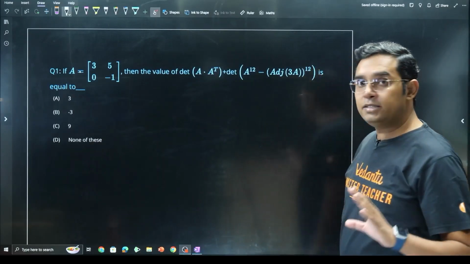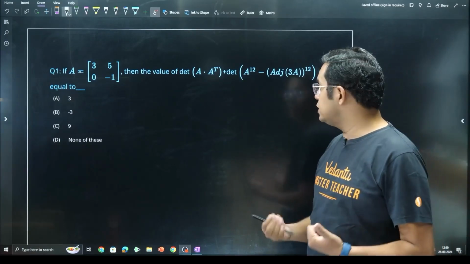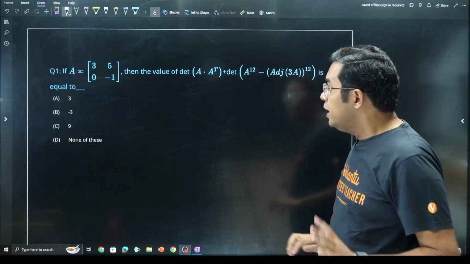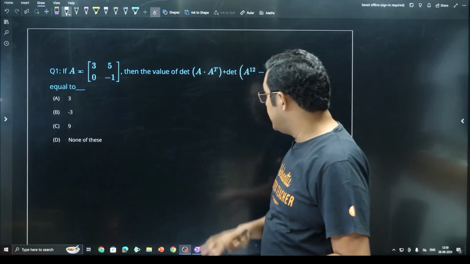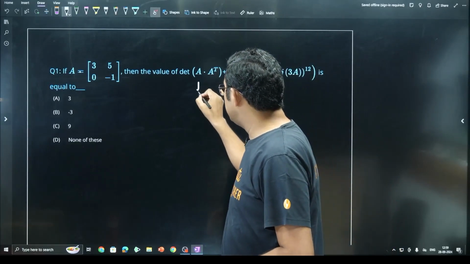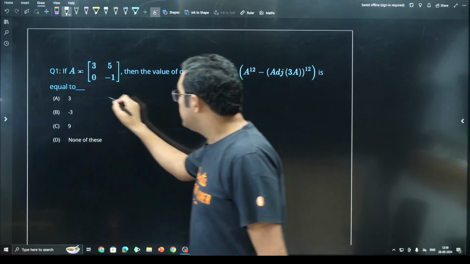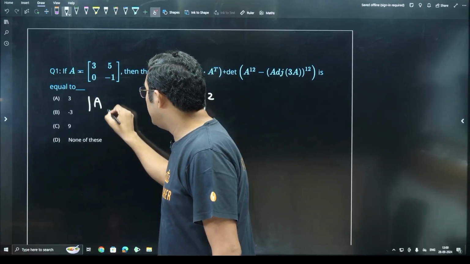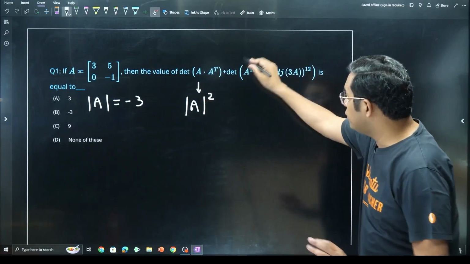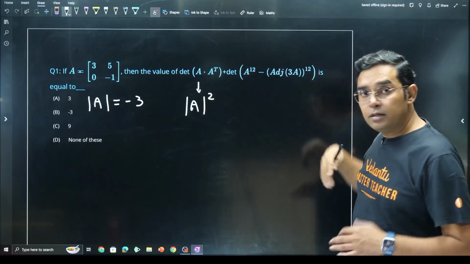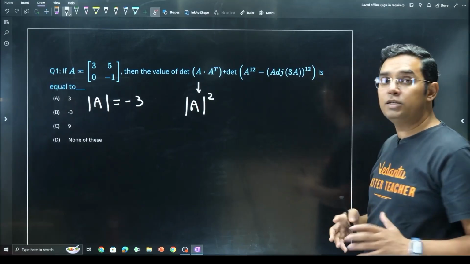We are given A as a 2 into 2 matrix, and we have to find the value of determinant of A into A transpose plus determinant of this thing. Here determinant of A and A transpose, they both are same. So using that property, we can write this as determinant of A square. Here determinant of A you can calculate, it comes out to be -3. So that portion will be 9, but we have to find what will be the result of this A raised to the power 12 minus adjoint of 3A whole raised to the power 12.